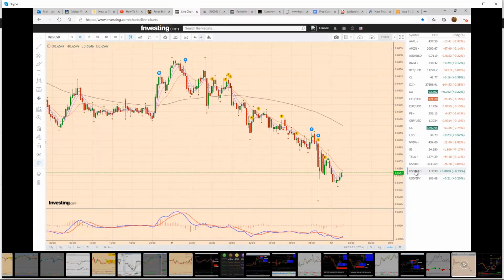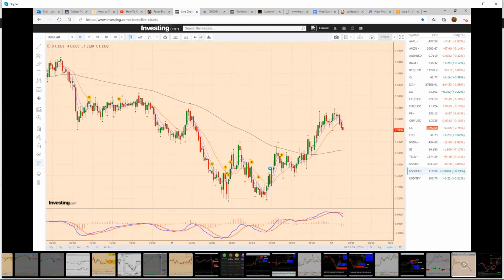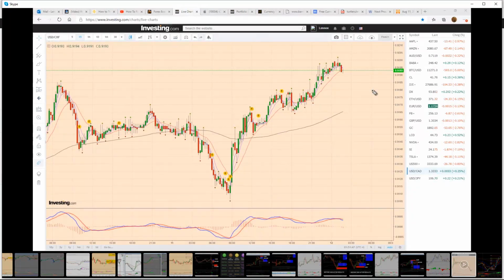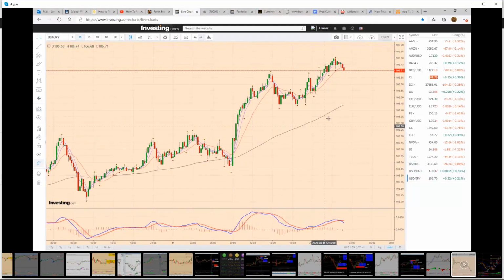And for USD CAD, we'd be going to the downside. For USD Swiss, let me put the Swiss on. We'd be looking at a move to the downside. And for USD Japanese yen, we'd also be looking at a move to the downside. Okay, so all those are playing out just as I would expect at this moment in time. So we'll see if I'm correct or not.